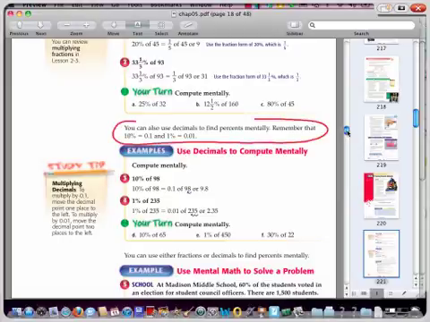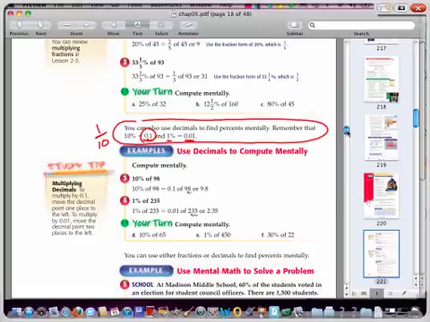It says you can also use decimals to find percents mentally. Remember that if we're talking about 10%, it's 0.1, or 1% is 0.01. So for certain things, the percents to decimal way is better than maybe a fraction. We could have said, hey, this is 1/10, and that's true, and you can do the problem that way. It will work, but sometimes it's just easier because tenths are real easy to just move decimal places over.